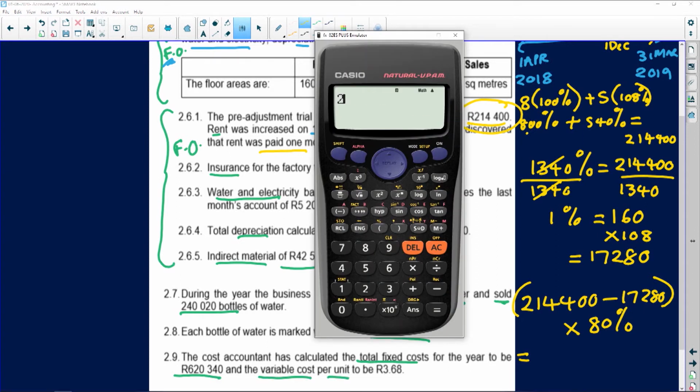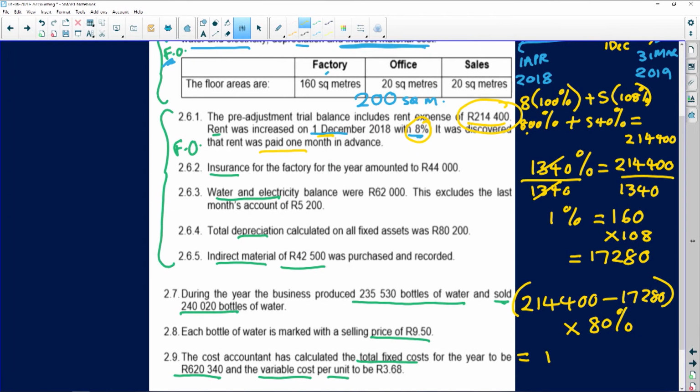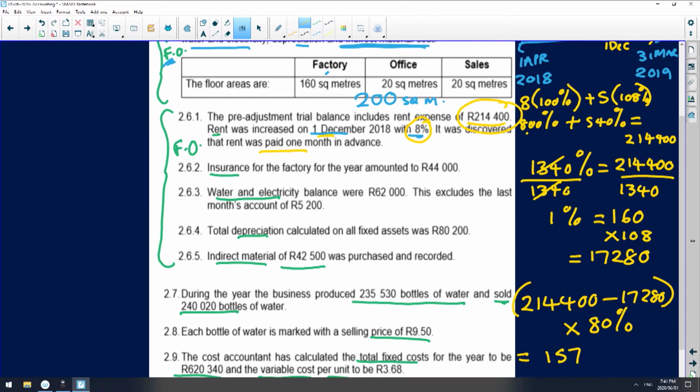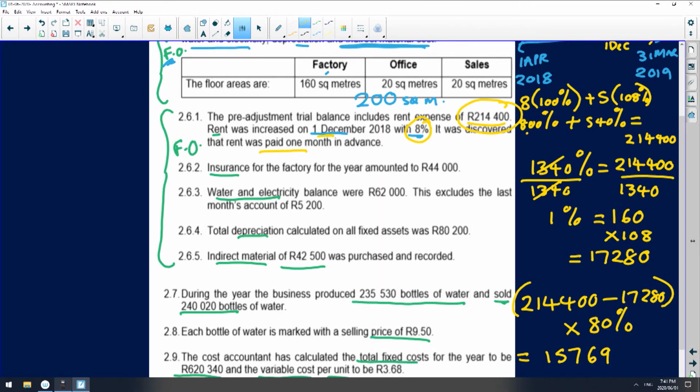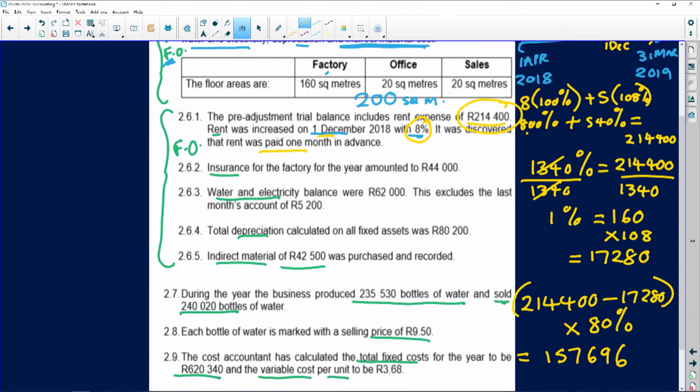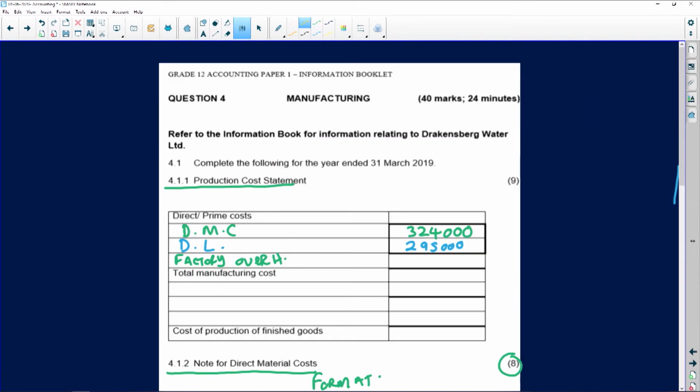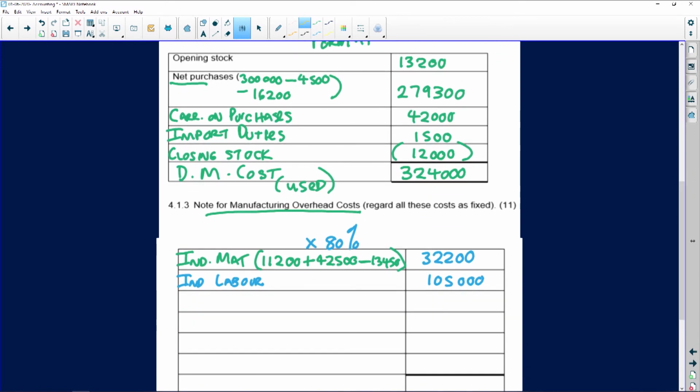Okay, and that is going to give me, let's do that. So let's just clear that, 214,400 minus 17,280, right? And that gives me an amount of 197,120 times 80%, and the portion of rent for the factory, an amount of 157,696. Okay, so quite a lot of calculation for one amount, but remember, in the event of you making a mistake, you're getting those part marks.